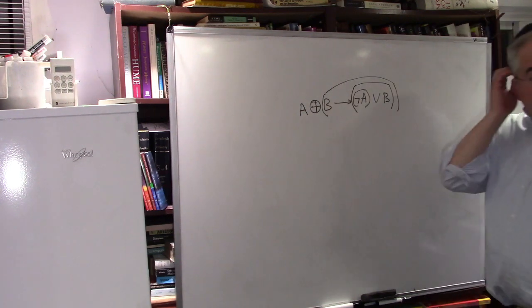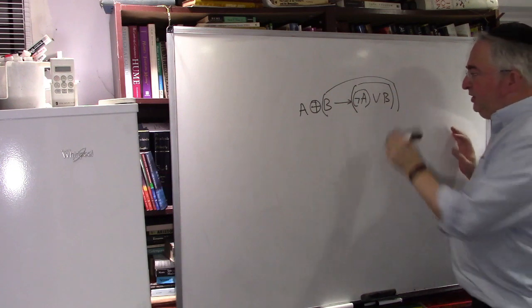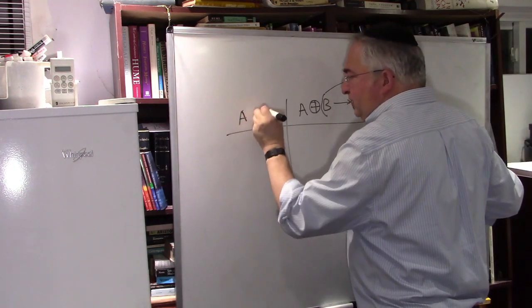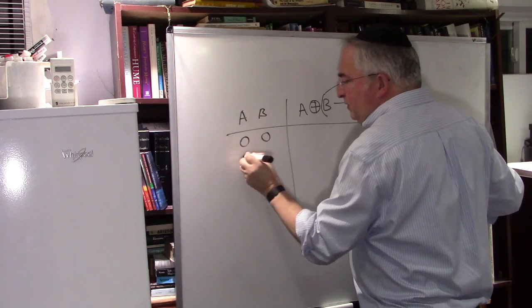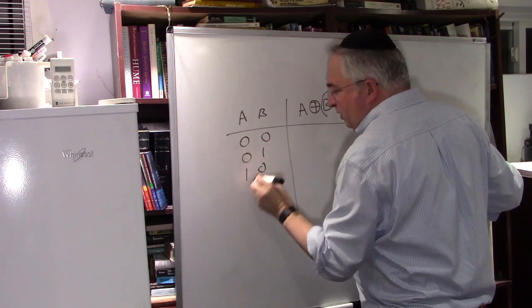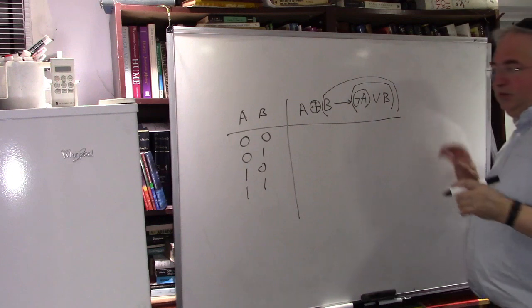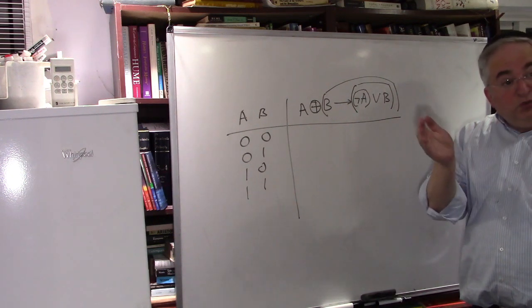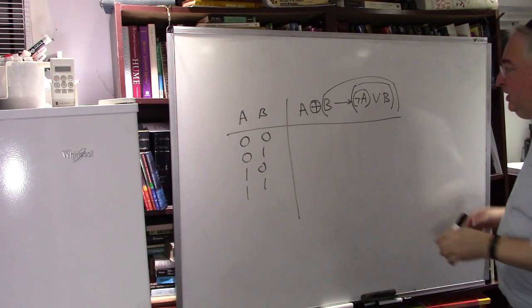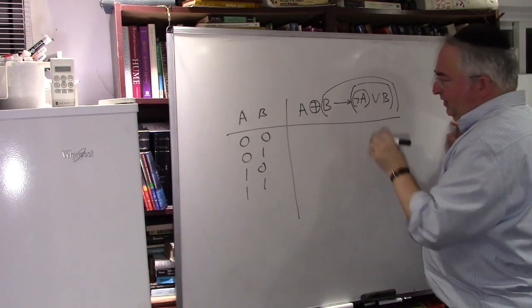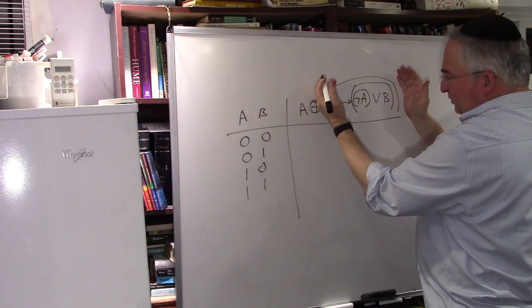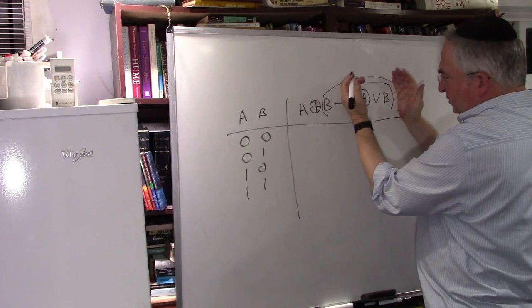Okay. So, in order to solve this, we have to give all possible values for A and B. So let's do that. 0, 0, 0, 1, 1, 0, 1, 1. Okay, now we do it. Now how do we do it? As in all math, you do what's inside the parentheses first. So first, we have to do not A. In order to do this, we have to do this.